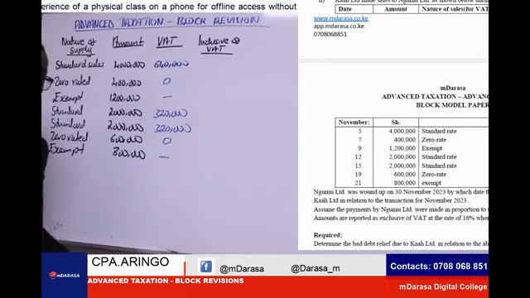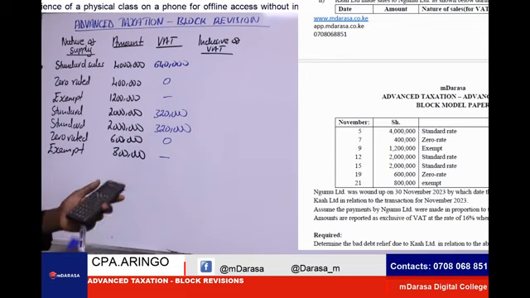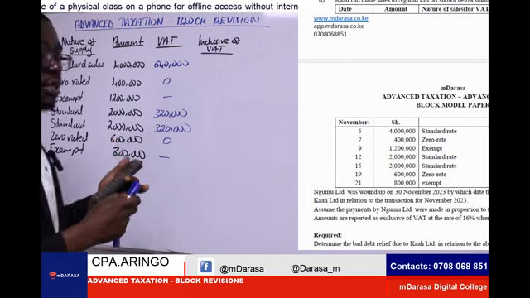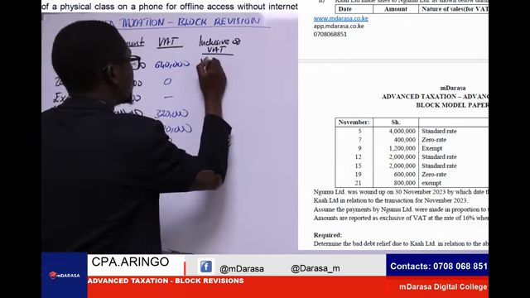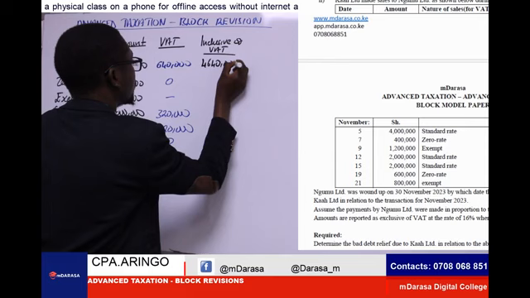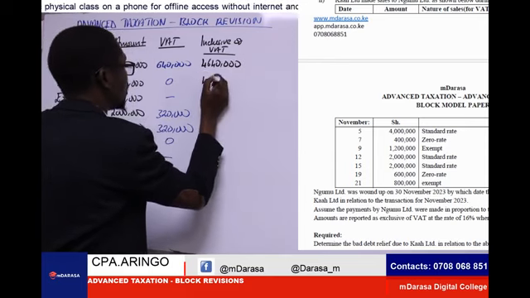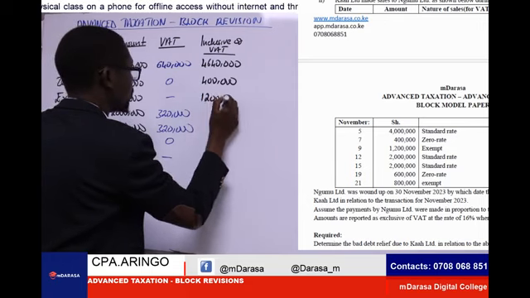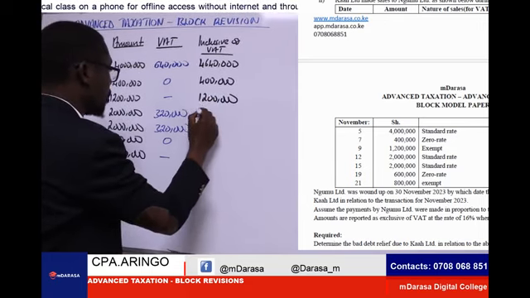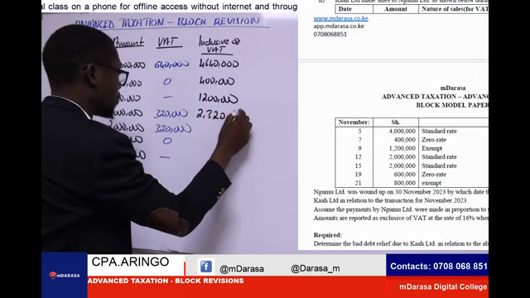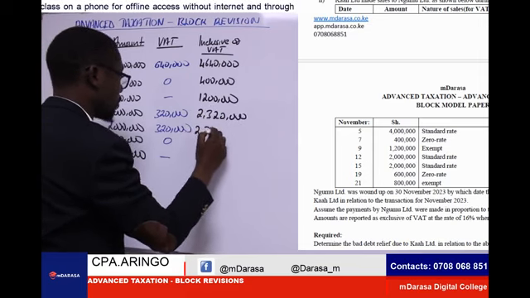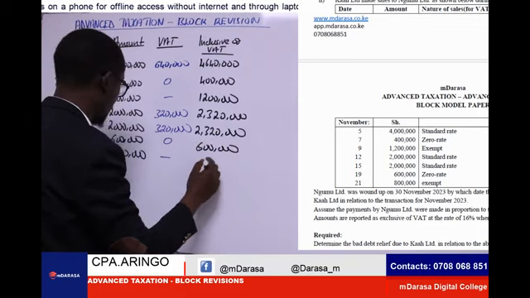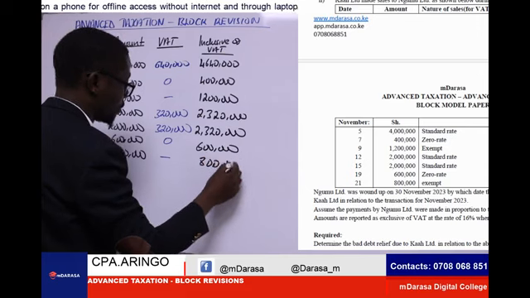Believing that we are on the same page. Amount inclusive of VAT, therefore, I'll be having 4 million plus 640,000. So this should give us 4,640,000. This should give us 400,000. This should give us exempt 1.2. This should give us 2,320,000. 2,320,000. This should give us 600,000 and a value of 800,000.